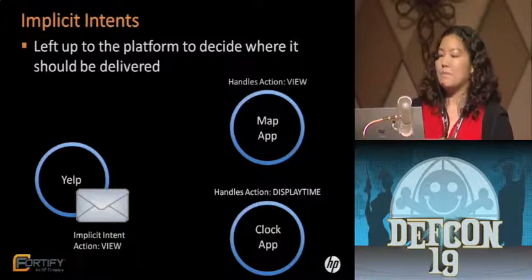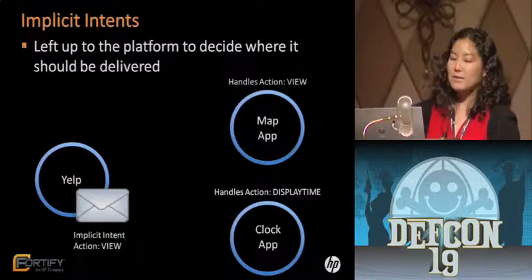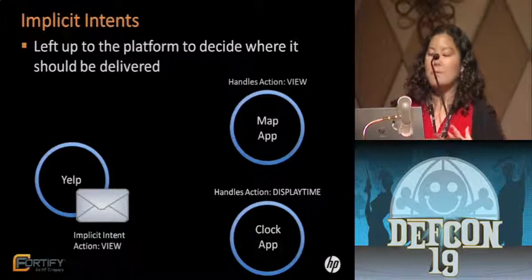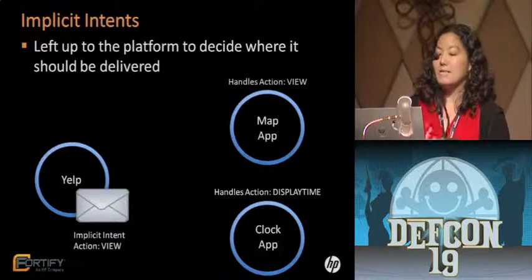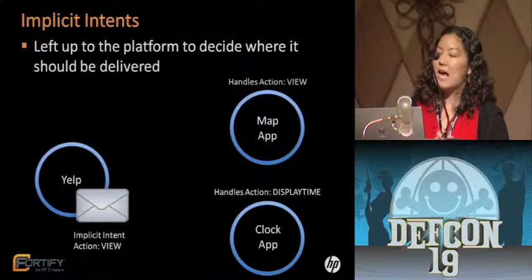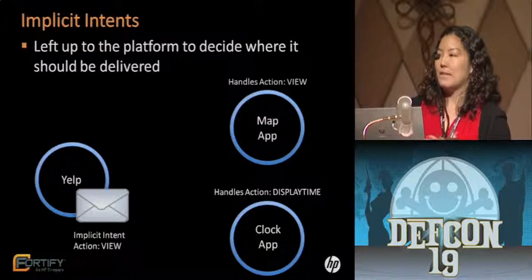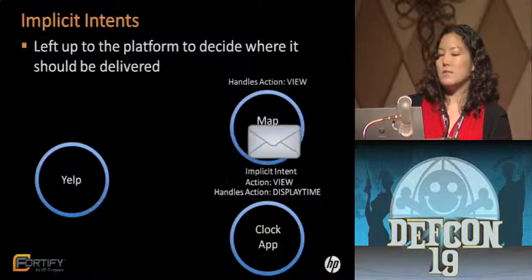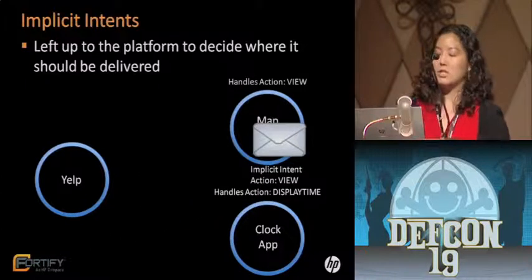Some common actions include the view action, the edit action, but really the action can be any string created by the developer. So going back to the Yelp application, they could have sent an implicit intent with the view action, and then the system will look at the receiving components and look at what actions can be handled. In this case, there's only one component that can handle the view action. So the system will deliver this intent to that map application.